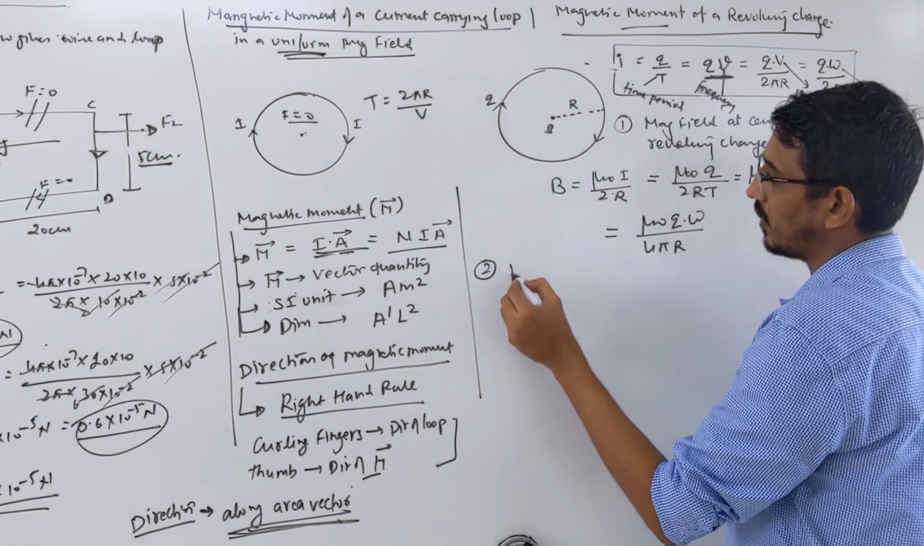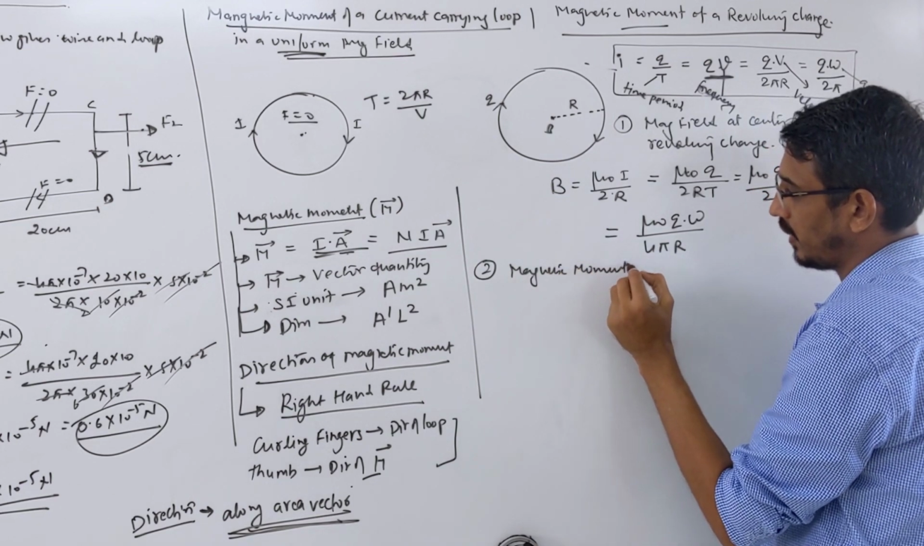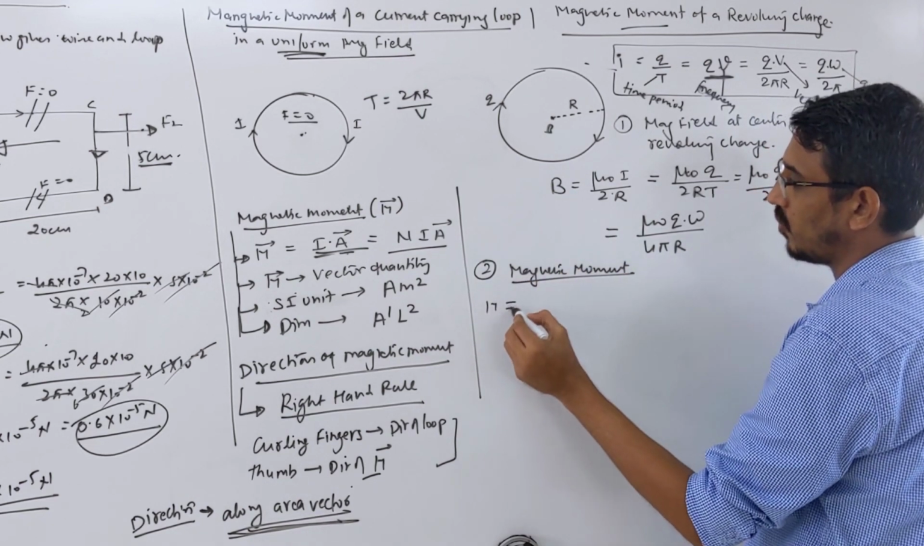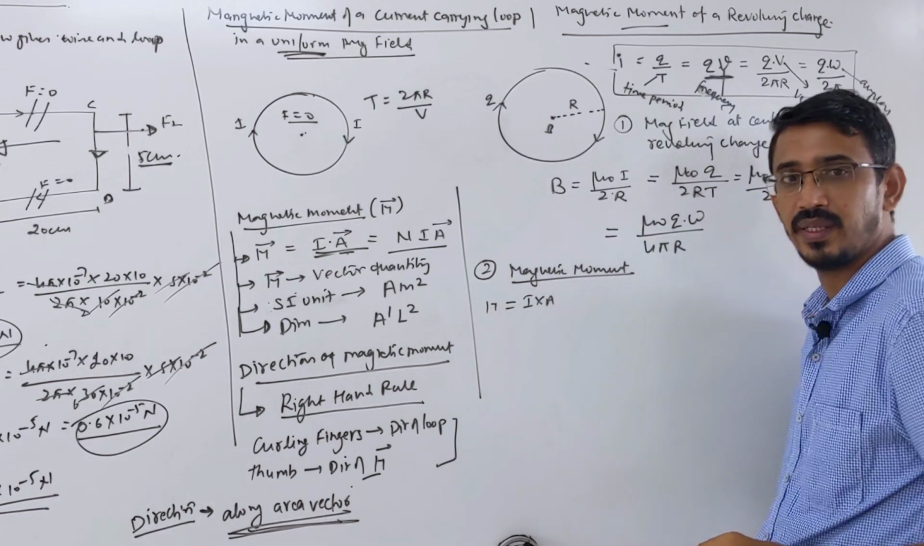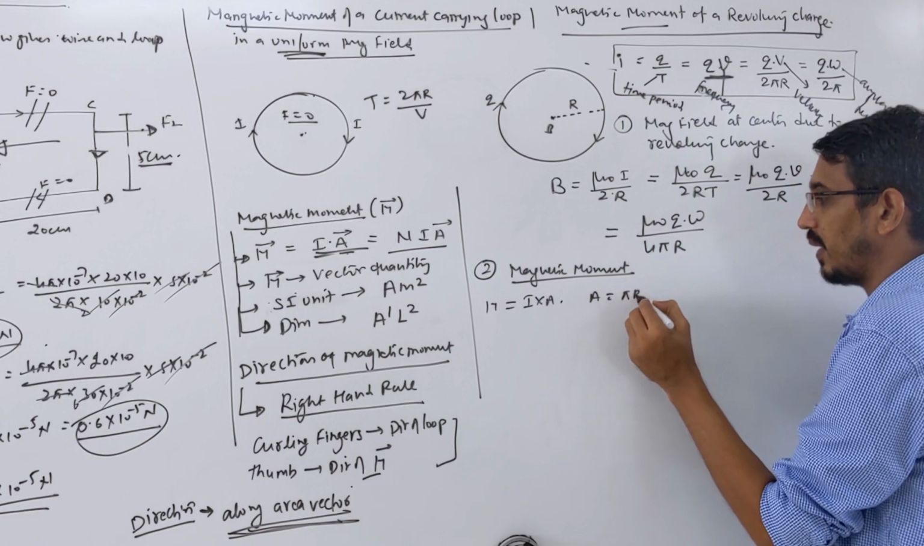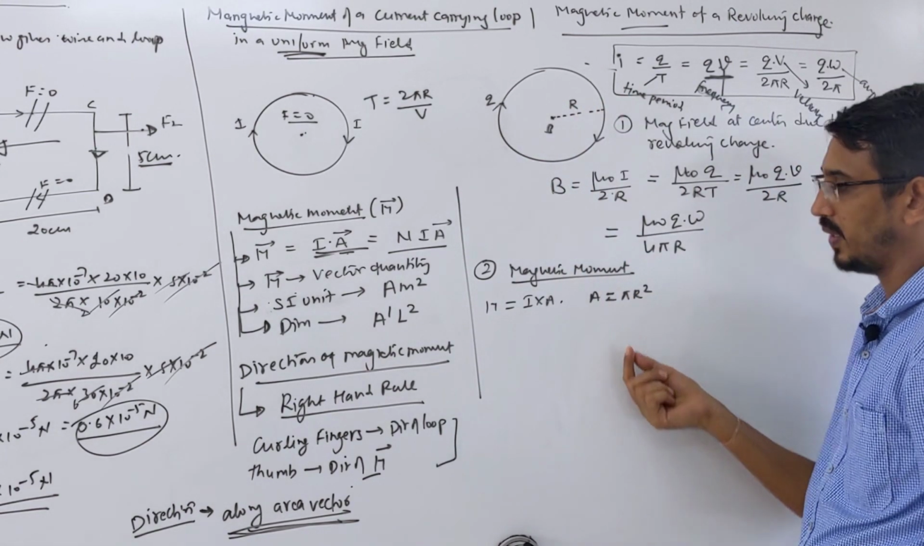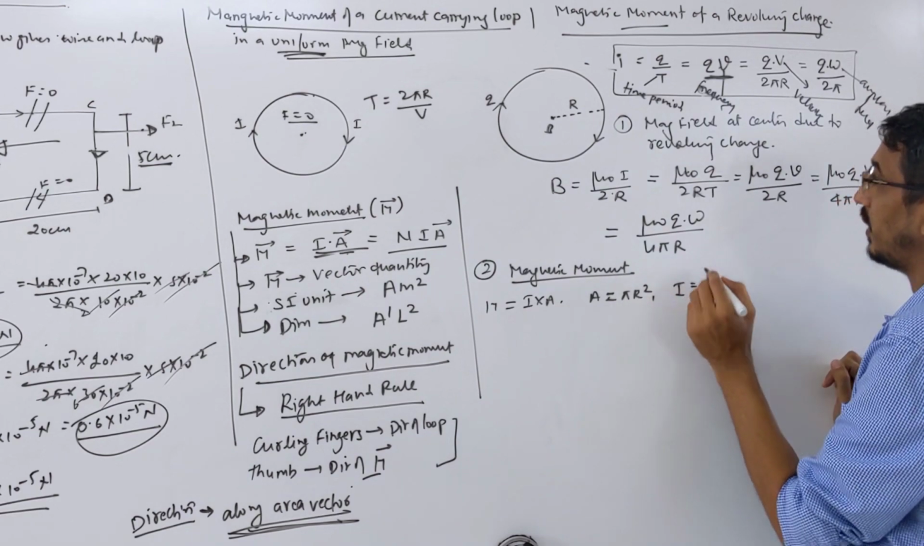Yes. Now we're talking about the magnetic moment. So look here, how to find the magnetic moment. The magnetic moment formula is what? Current into area, correct? We know the area is pi R square, since it's moving in a circular path. Then what is the current? You can replace the current from here.